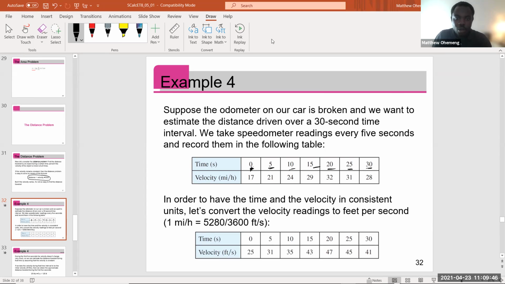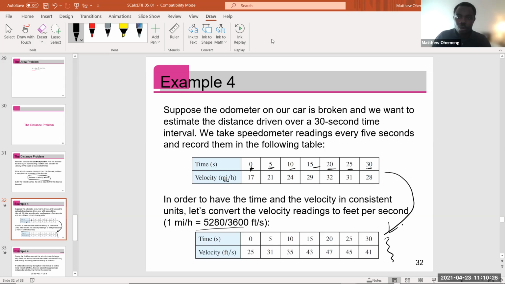Okay, now the first thing that we have to acknowledge is the units are not consistent. The velocity is in miles per hour and the time is in seconds. So the first thing is, let's calculate this velocity in some units per second. The unit per second that we can use is feet per second, right? So this table is just transformed into that, so that the units are consistent. So 1 mile per hour is 5,280 over 3,600 feet per second. So we computed this. So this is the table we are going to use.